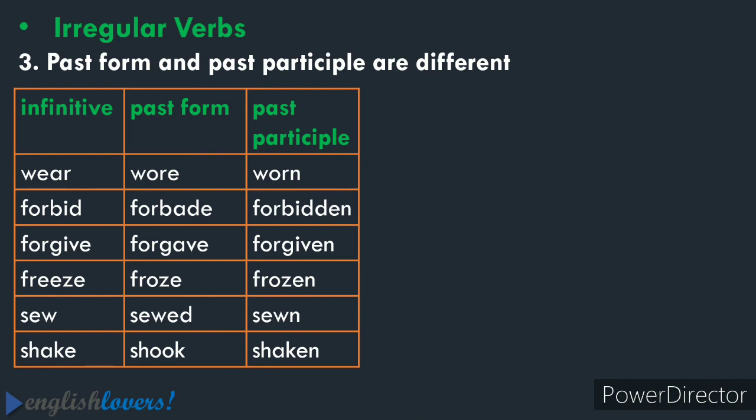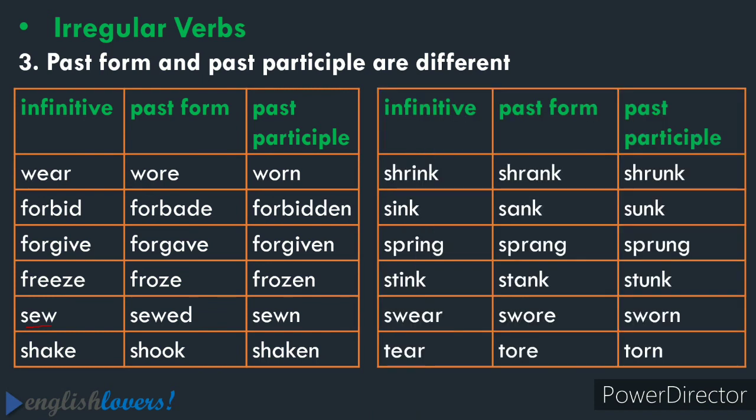Forgive, forgave, forgiven. Freeze, froze, frozen. Next is sow, sowed, sown. Its pronunciation is sow, S-E-W. Shake, shook, shaken. Shrink, shrank, shrunk. Shrink means to become smaller in size. Sink, sank, sunk. Spring, sprang, sprung. Spring means jump up suddenly.